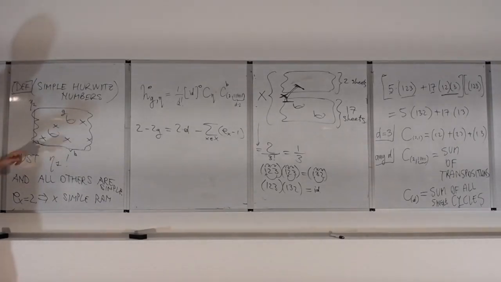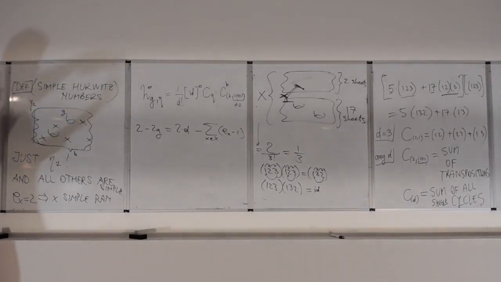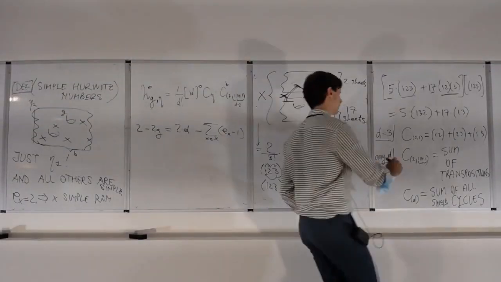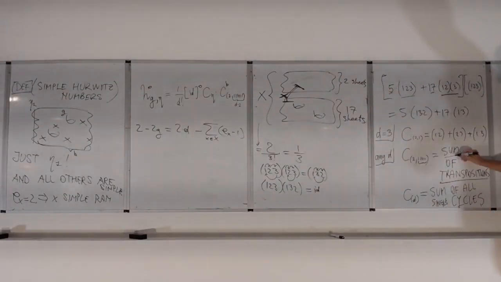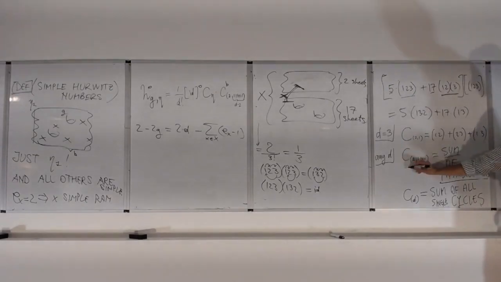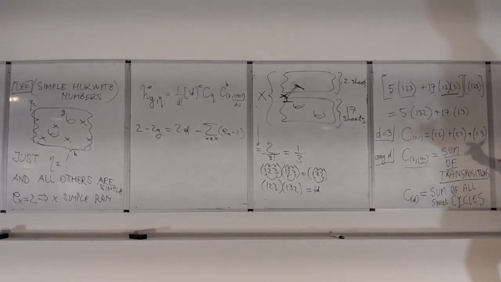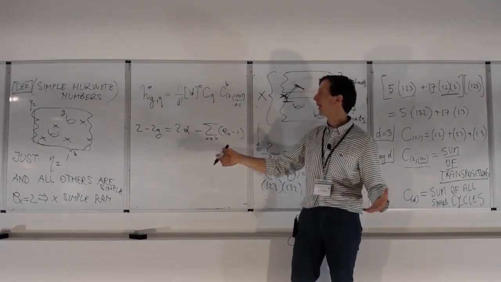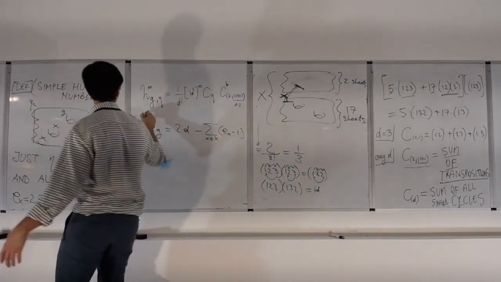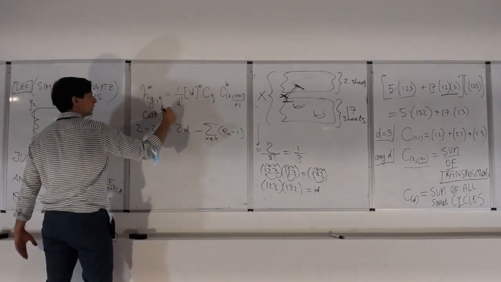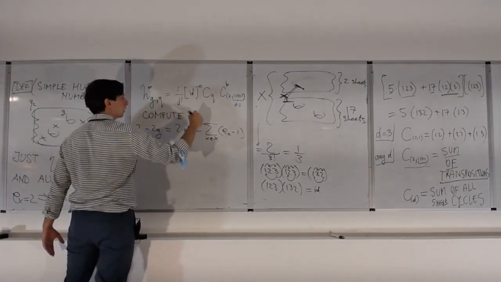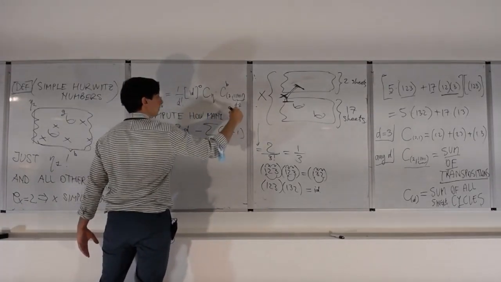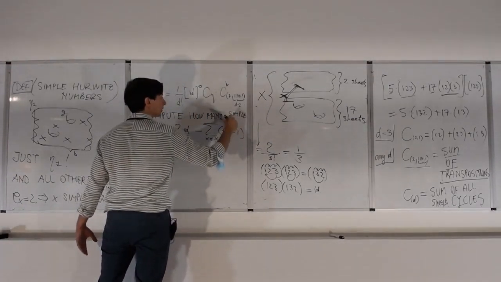So they are just two sheets that come together, and therefore they can be represented by a transposition. So I need the sum of all transpositions, which is C2. So I just take C2 from here, I plug it here, and I take the sum of them. Now I want to compute how many simple ramifications.